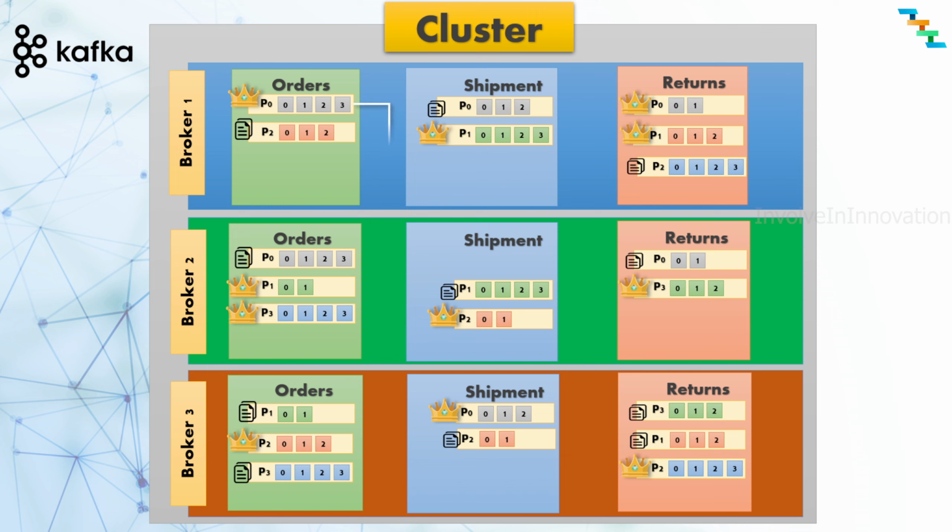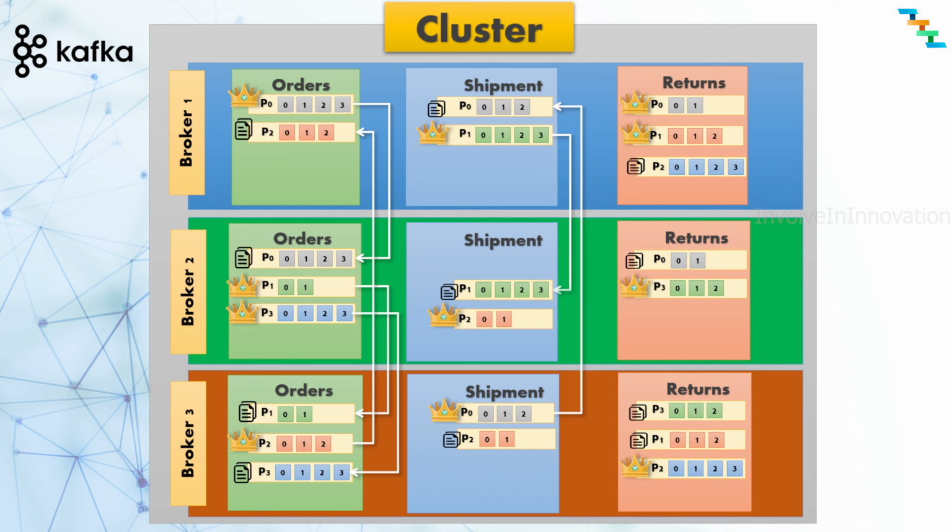Each partition of a topic can have multiple replicas. Replicas are distributed across different brokers within the Kafka cluster. One of the replicas is designated as the leader and the remaining replicas are designated as followers. For example, here each topic has a replication factor of 2. Orders topic partition 0 is also replicated on broker 2. The partition 0 of orders topic in broker 1 is the leader and the partition 0 of orders topic in broker 2 is the follower. This way, each partition will have a replica and these are distributed across different brokers.